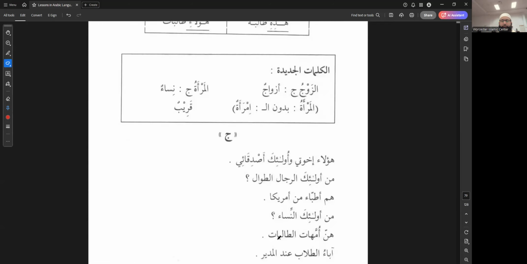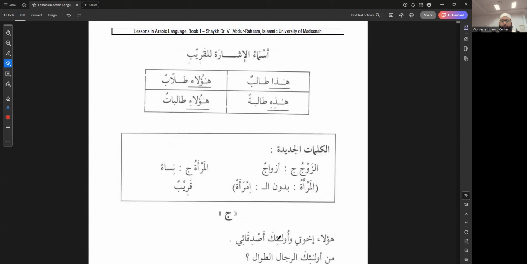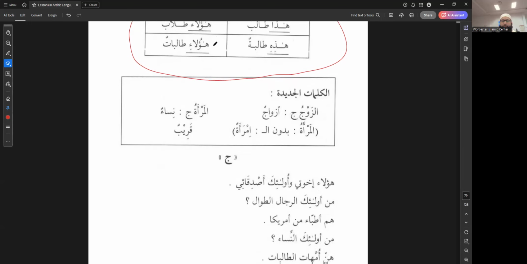Of the words. So here is the table that we have to just memorize. هذا طالب, one, but when you have the plural of it, you say هؤلاء طلاب. Okay, هذه طالبة is still هؤلاء طالبات. Okay.